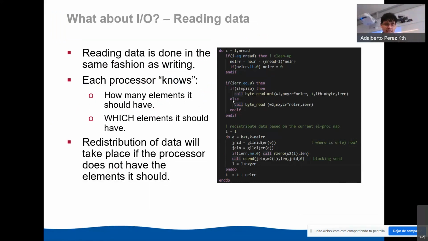And regarding reading data, it is also not fancy, very similar to writing, but since we have some partitioning codes, each processor knows which elements it should have and how many it should have, right? So at the beginning stage of reading data, we read the data, and if some element is not where it should be, we can redistribute the data. And I say this because it means that we can restart our simulations with a different number of ranks than the initial run where the files were written. This is also important, and I know there have been some talks about malleability in the past, so we are able to do that.